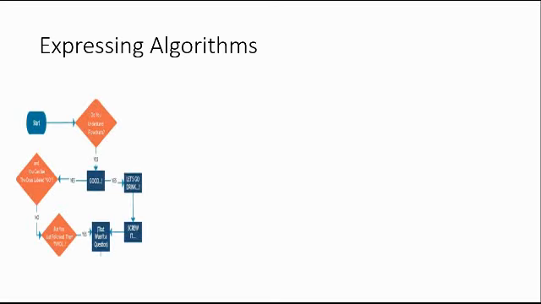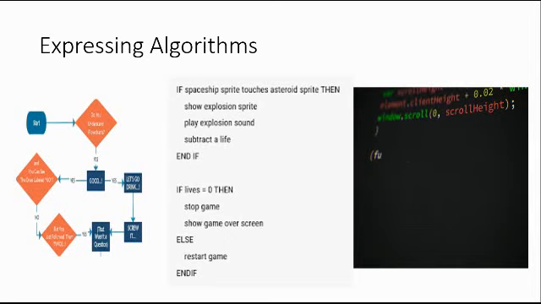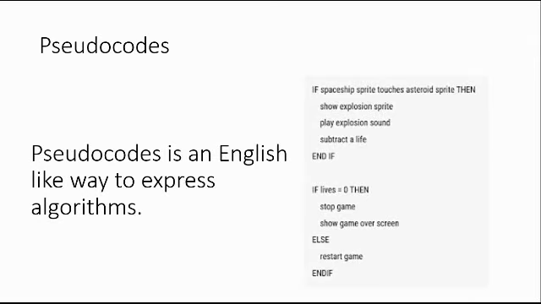Describing algorithms requires a notation to express the sequence of steps to be performed. There are a few ways that we can represent or express algorithms. We can express them either using flowcharts, pseudocodes, or a real programming language. Pseudocode is an English-like way to express algorithms. Basically, pseudocodes are written in such a way that someone can read algorithms even without any computer programming knowledge.